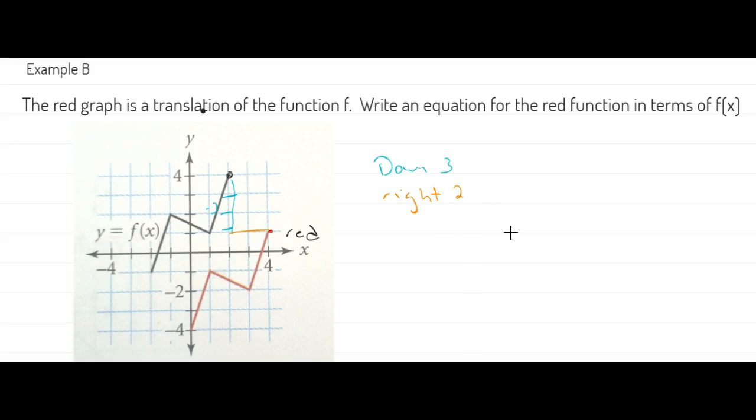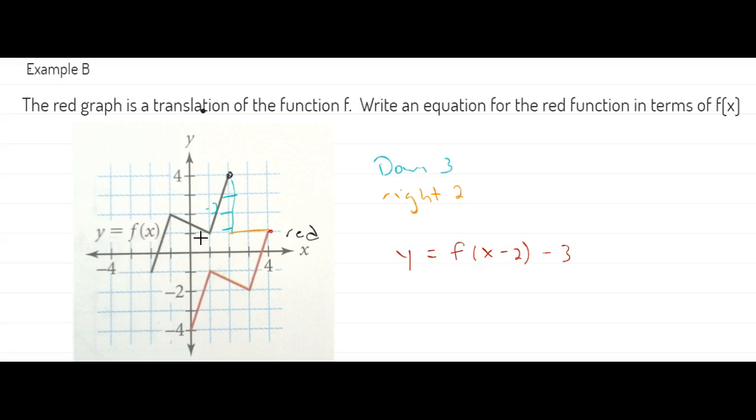Okay, so then if you can kind of remember, well, what is that going to look like? Well, we could say this new red function is going to be whatever we had from before, this f. Right, but if it's going to the right 2, we're going to say x minus 2. And if it says down 3, I'm going to say minus 3. And that would be the equation, right? Just take whatever we had and say, I went down 3, right 2.